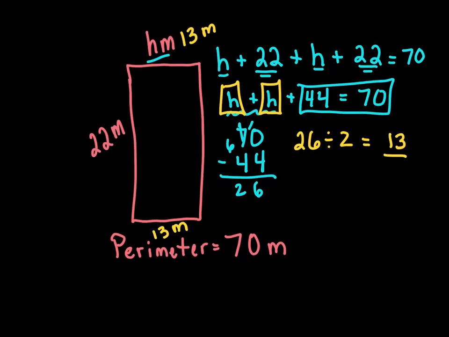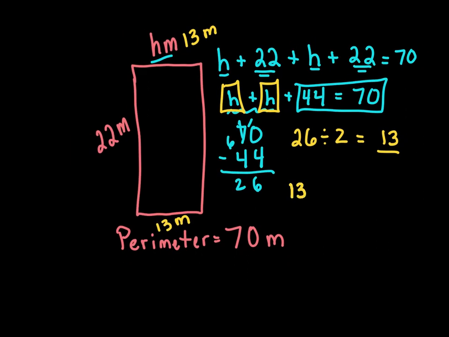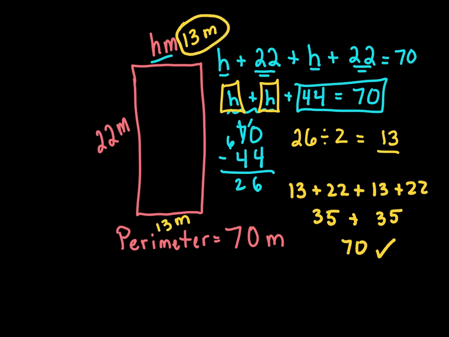And if we wanted to check it, let's do it. 13 plus 22 plus 13 plus 22. Let's see if this equals 70. So you have 35 plus 35, and yep, that equals 70. So the missing side is 13 meters.